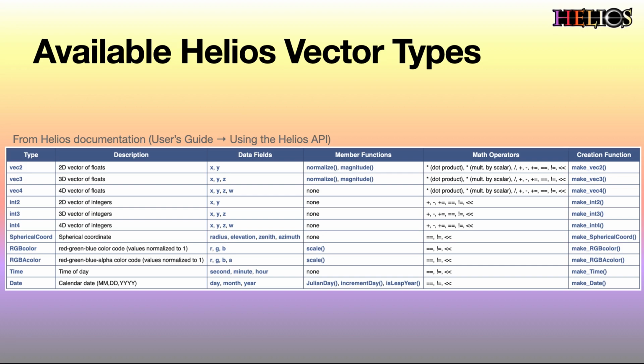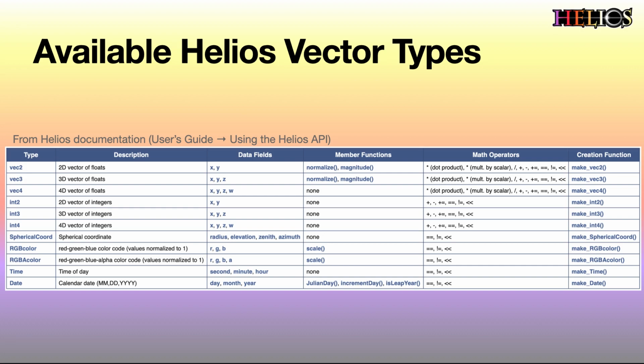This is a table showing all of the available Helios vector types, which you can find in the documentation by going to the user guide and then the Helios API. We have a 2D, 3D, and 4D vector of floats. This is vec2, vec3, vec4. If we just have a 2D vector, we have only fields x, y. For 3D, we have x, y, z as we saw. For 4D, x, y, z, w. We also can have a 2D, 3D, and 4D vector of integers.